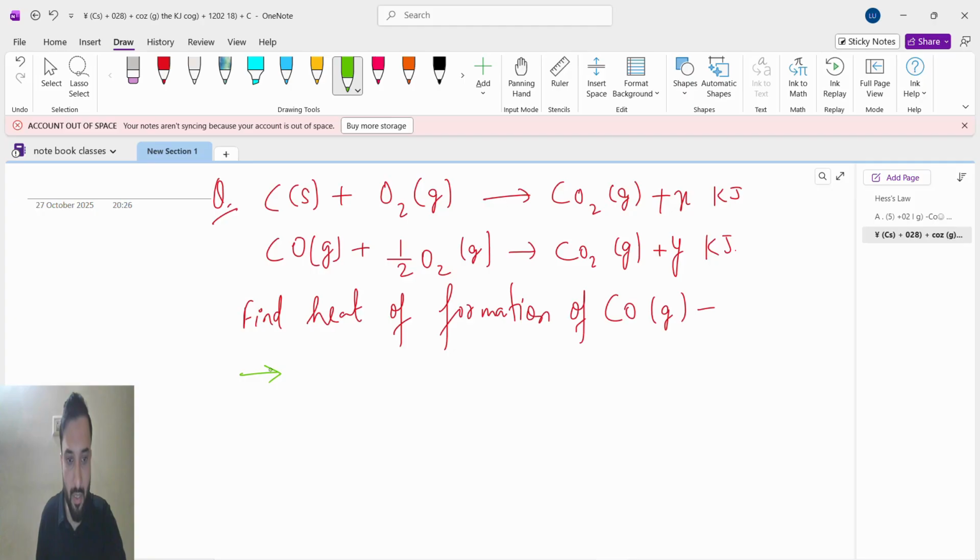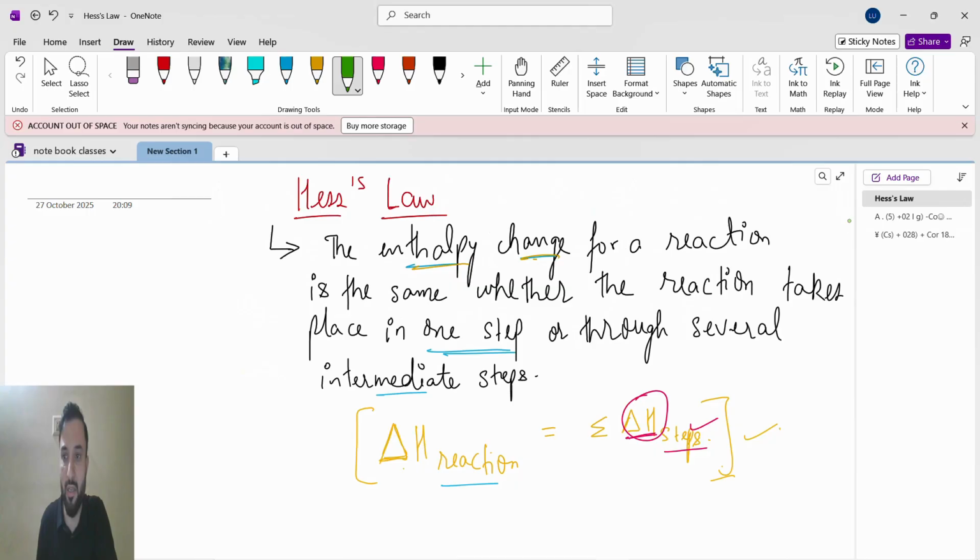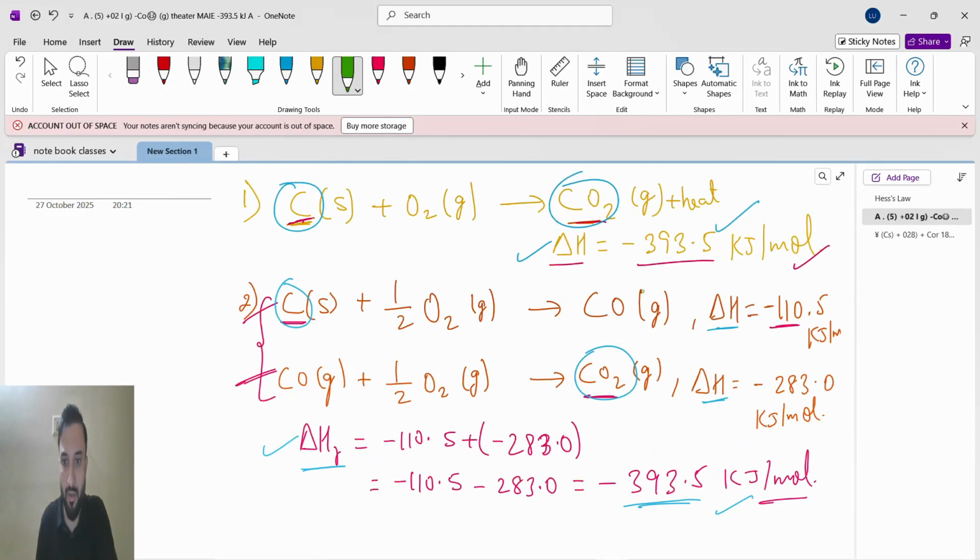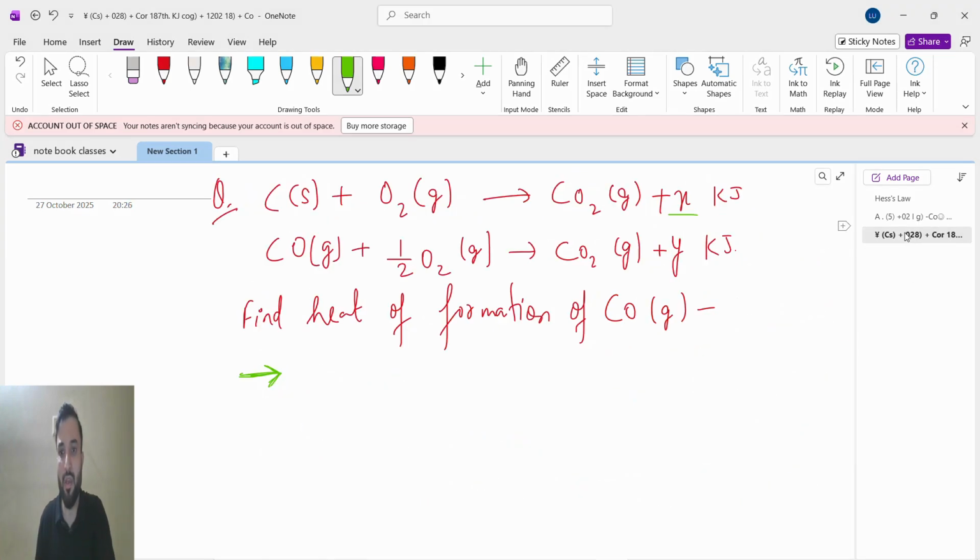So guys, it's a very simple thing. Now see here, carbon plus O2 gives CO2 plus heat. So what do we know? We know that heat will evolve. In every reaction, heat will be there. Here there is plus X and plus Y, where heat is evolving. So what will we get here?